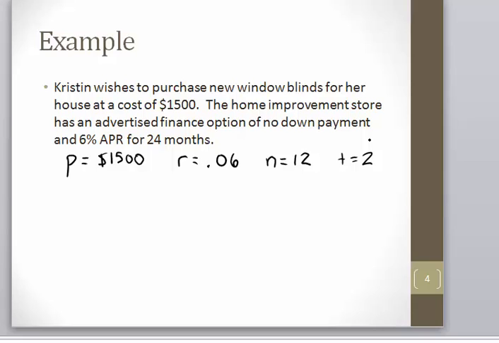So now we want to take our formula and we want to plug our numbers in for the appropriate variables. So remember that our formula is going to solve for M, where M is the installment payment. And so for the numerator of the fraction, we have P, which I'm going to plug in 1,500. And in parentheses, we have R divided by N. So 0.06 divided by 12.